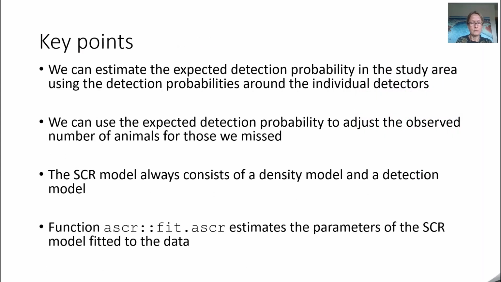Here are some of the key points to remember from this lecture. We can estimate the expected detection probability in the study area using the detection probabilities around the individual detectors. We can use the expected detection probability to adjust the observed number of animals for those we missed. The SCR model always consists of a density model and a detection model, and the function fit.ascr estimates the parameters of the SCR model fitted to the data.